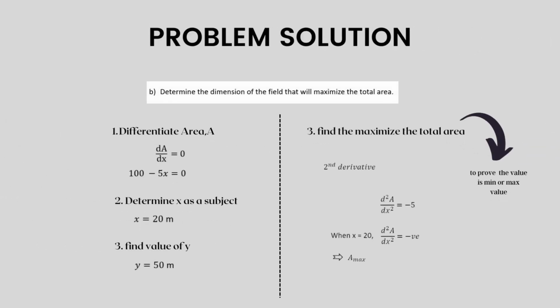Determine the dimension of the field that will maximize the total area. First, we need to differentiate the equation of area that we already got from the answer in problem solution A. The first thing that we need to do is rearrange the equation and equate to 0. So it becomes 100x minus 5/2 x squared equals 0.